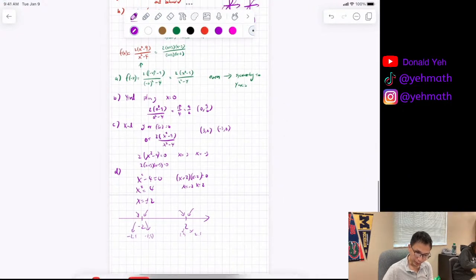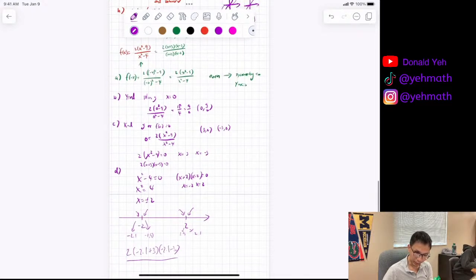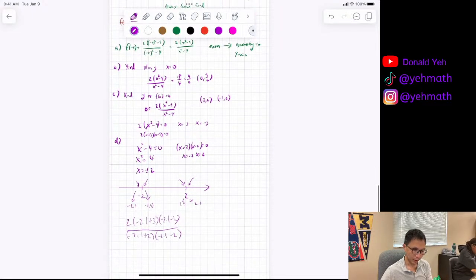So it'll be 2 times (negative 2.1 plus 3) and (negative 2.1 minus 3) over (negative 2.1 plus 2) and (negative 2.1 minus 2). I don't really care about the number, I care about the sign. So it'll be 2 times positive, right? Is that okay?